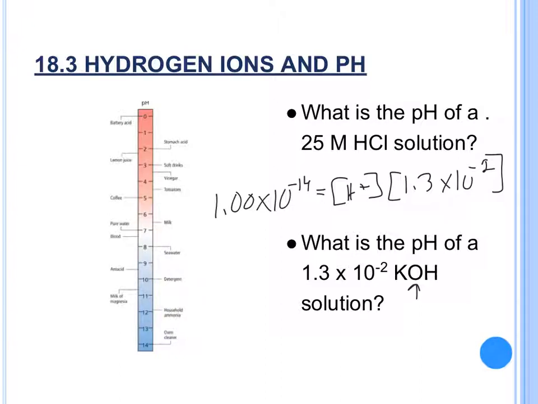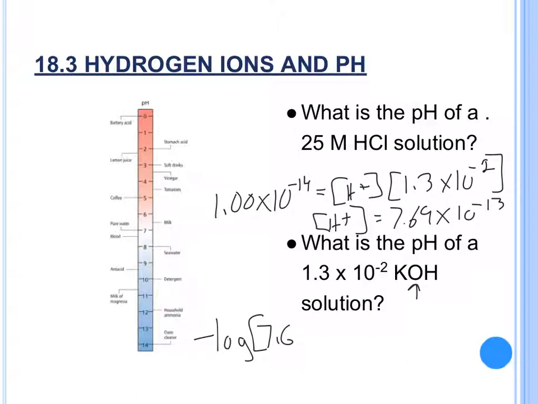So that means we divide both sides by 1.3 times 10 to the negative 2, and we would find that the hydrogen concentration is equal to 7.69 times 10 to the negative 13th. Okay, so then we can take the negative log of that number. So there's just an extra step here because we have to use the OH, the hydroxide concentration, to find the hydrogen concentration, and then we can use that to calculate the pH.